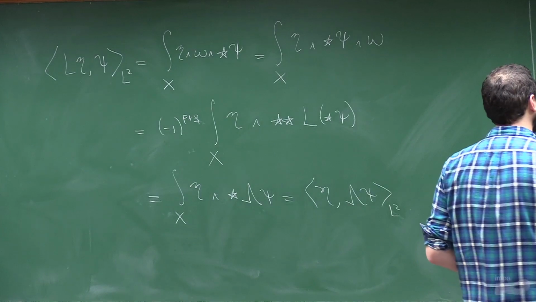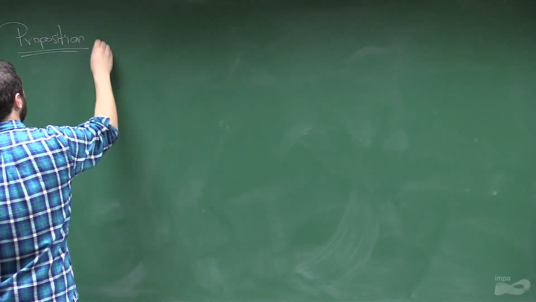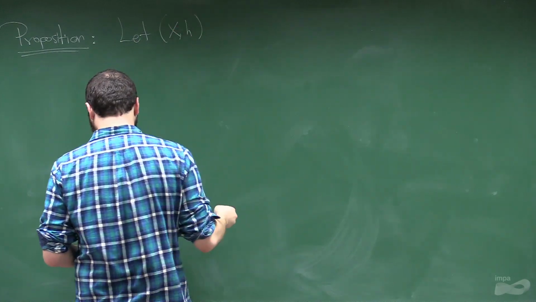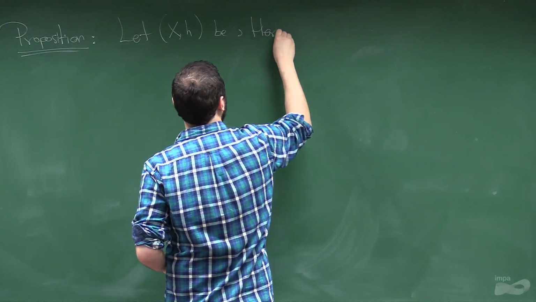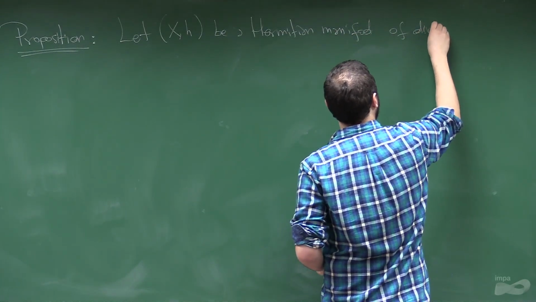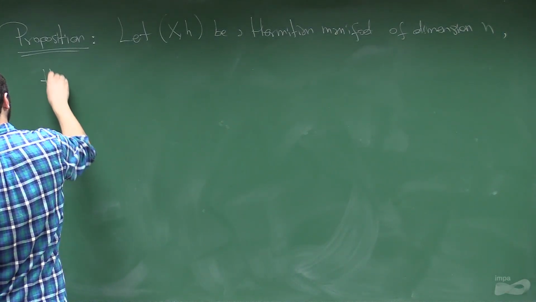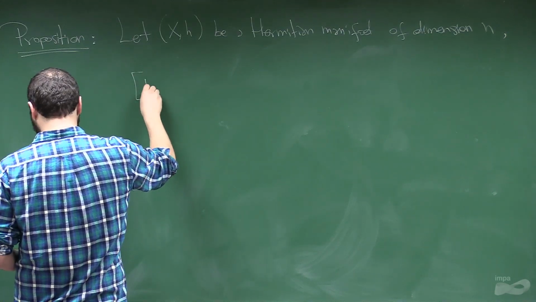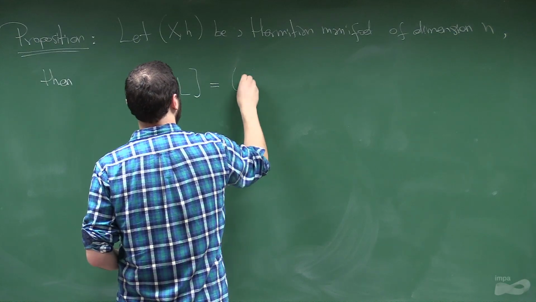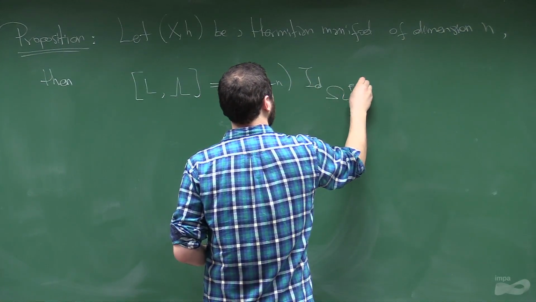So this proposition, I will not prove it because it's quite long and not too enlightening. So let Xh be a Hermitian manifold of dimension n. Okay. Then we have the following relation. So we have that the commutator of L with lambda as operators is equal to p plus q minus n times the identity on the pq forms.